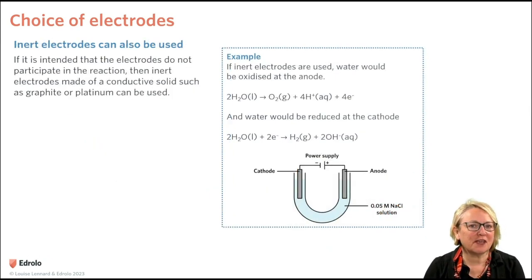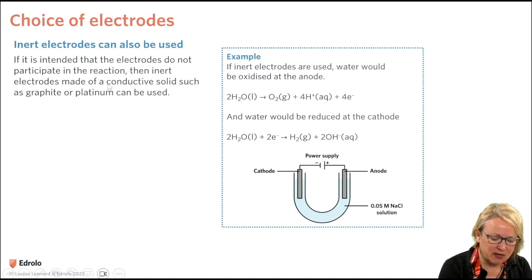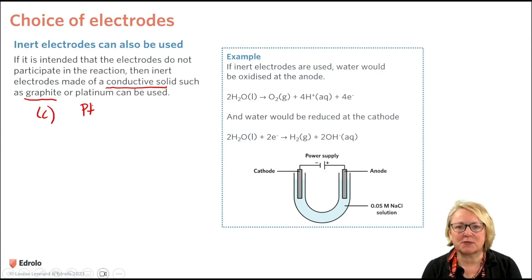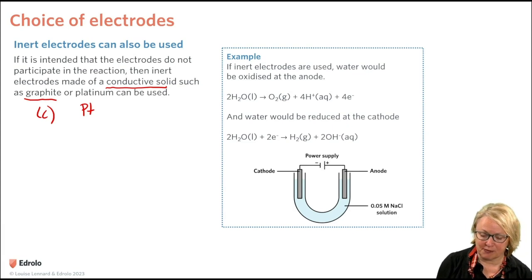Okay, we can also use inert electrodes that won't participate in the reaction. Sometimes we don't want the electrodes to be reacting, so then we need to choose a suitable material. We need a conductive solid, and examples include graphite, which is a form of carbon, or platinum, but platinum tends to be more expensive, so not often used in the school laboratory.